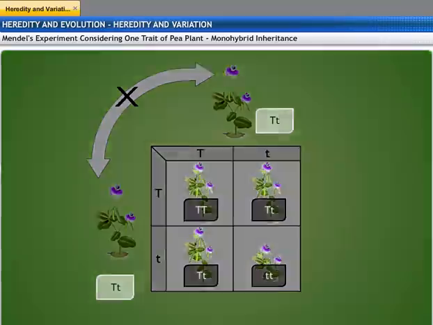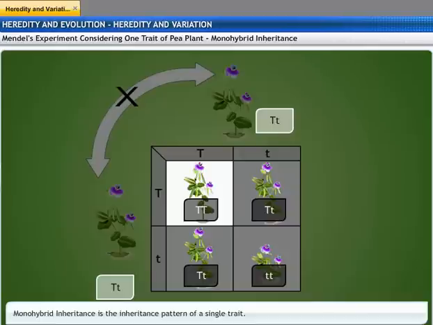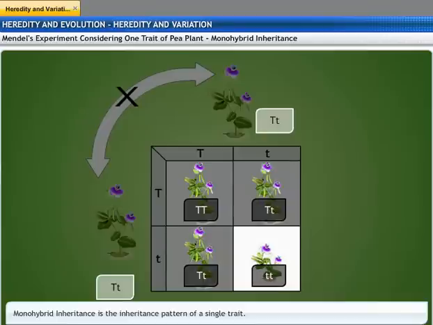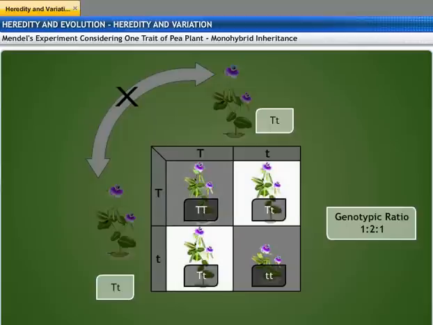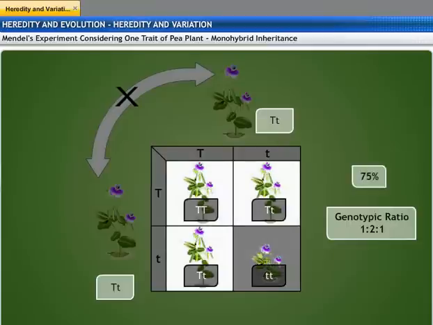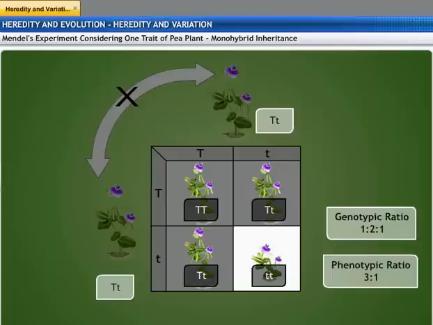Now, let's see the entire experiment in the form of genotypic and phenotypic representation. From the Punnett Square, it is seen that random fertilizations result in 1/4 TT, half Tt, and 1/4 tt. This gave the genotypic ratio of 1:2:1. 1 pure tall plant, 2 hybrid tall plants, and 1 dwarf plant. Thus, 75% of the progeny produced in F2 generation were tall and 25% were dwarf. This gave the phenotypic ratio of 3:1.